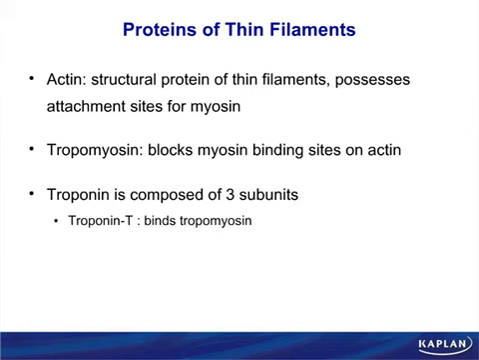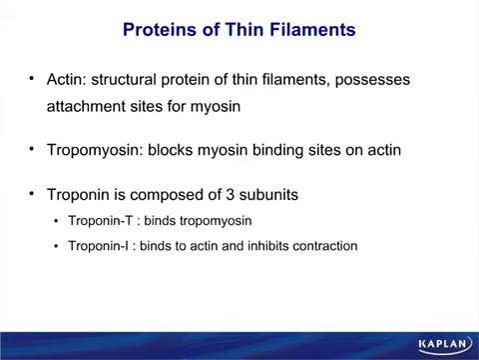The next protein is troponin. Technically, troponin is composed of three different subunits. Troponin T, which will bind to tropomyosin. Troponin I, which binds to actin and inhibits the contraction. And troponin C, which is the calcium binding component of the troponin protein. So again, the major proteins involved here, two not listed, titin and myosin, but the ones of the thin filaments are actin, tropomyosin, and troponin. These are the key proteins involved in the function of skeletal muscle and things to look for on USMLE Step 1.